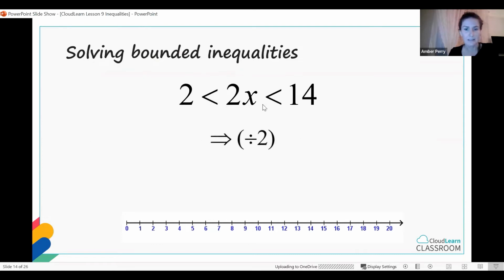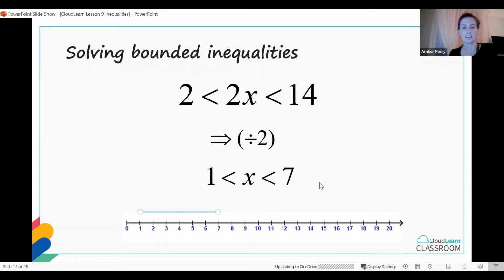And I will have 2 divided by 2 is 1, 2x divided by 2 is x, and 14 divided by 2 is 7. So basically, when they're simple like this, we can literally just look at it and we can often see, okay, I can divide everything by 2. And I've got an answer here. 1 is less than x is less than 7.